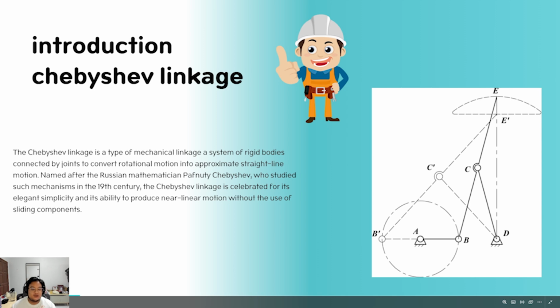Introduction to the Chebyshev linkage. The Chebyshev linkage is a type of mechanical linkage, a system of rigid bodies connected by joints, used to convert rotational motion into approximate straight-line motion. Named after the Russian mathematician Pafnuty Chebyshev, who studied such mechanisms in the 19th century. The Chebyshev linkage is celebrated for its elegant simplicity and its ability to produce near-linear motion without the use of sliding components.